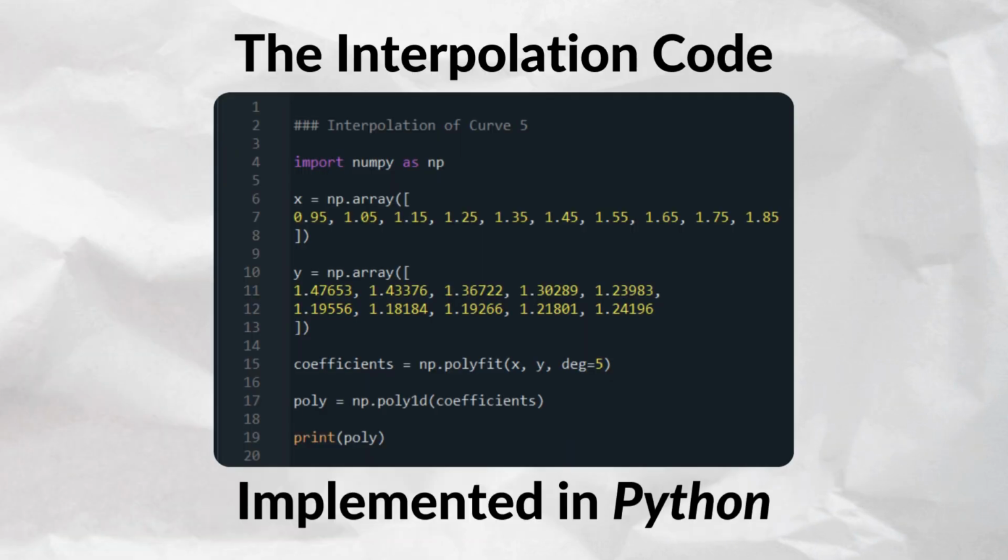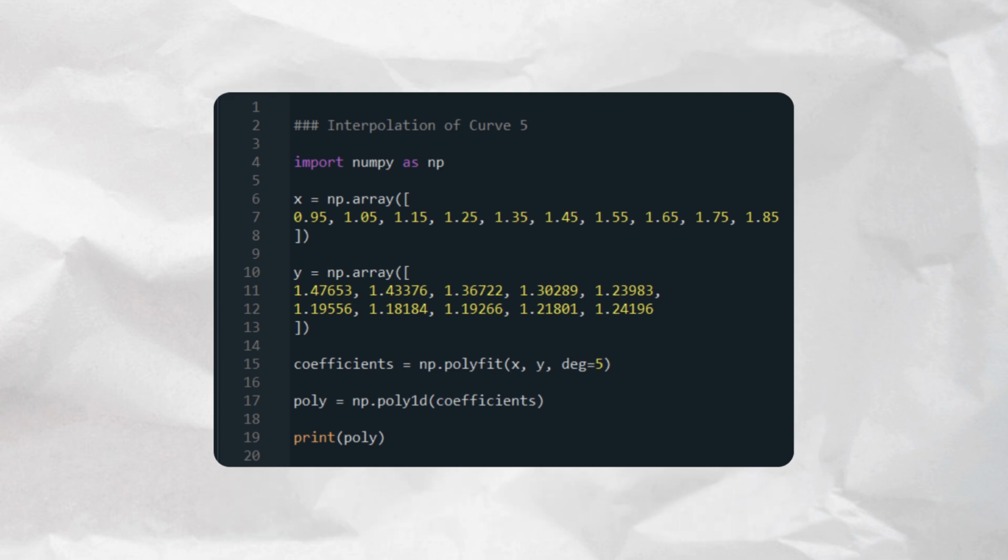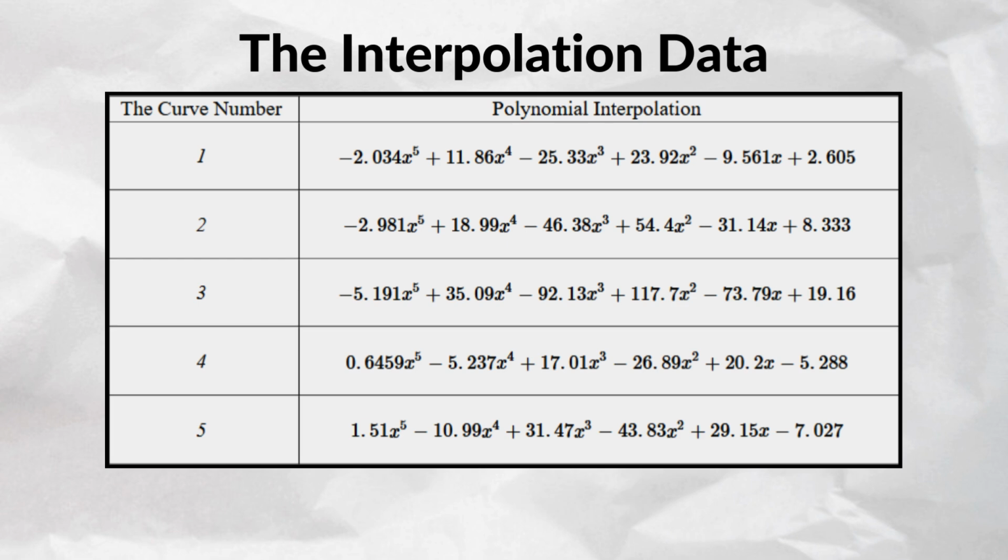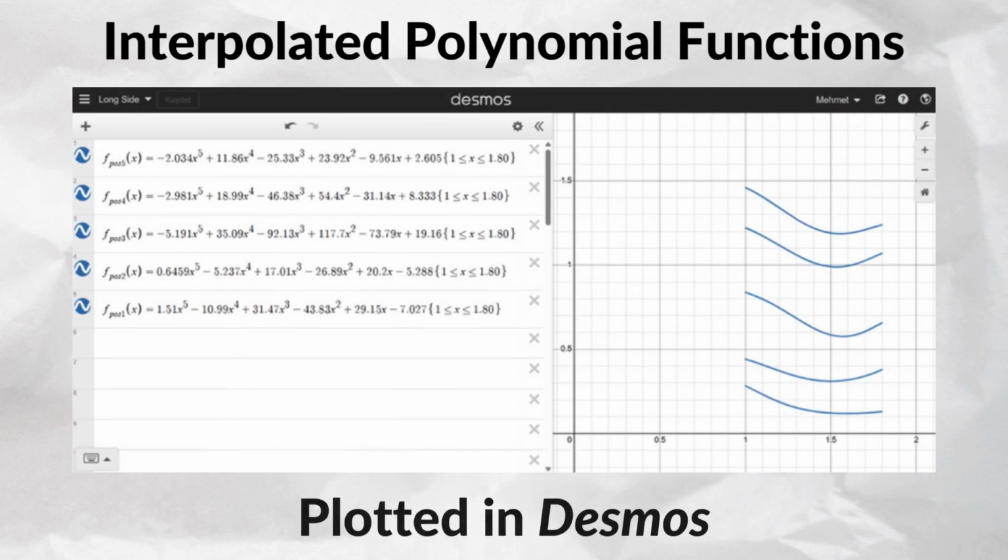Once the data was collected, the curves were interpolated into polynomial functions using the NumPy library in Python. Here is the output of the code for each respective curve. The interpolated polynomials were plotted in Desmos, in which I also computed the average distance to the x-axis, the curvature functions, and the average values of the curvature functions.